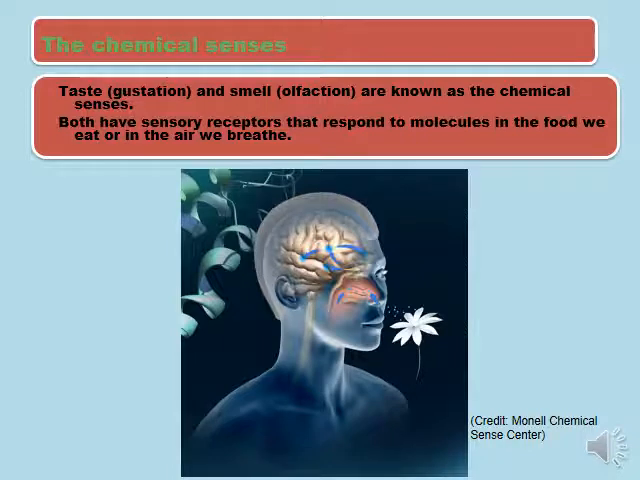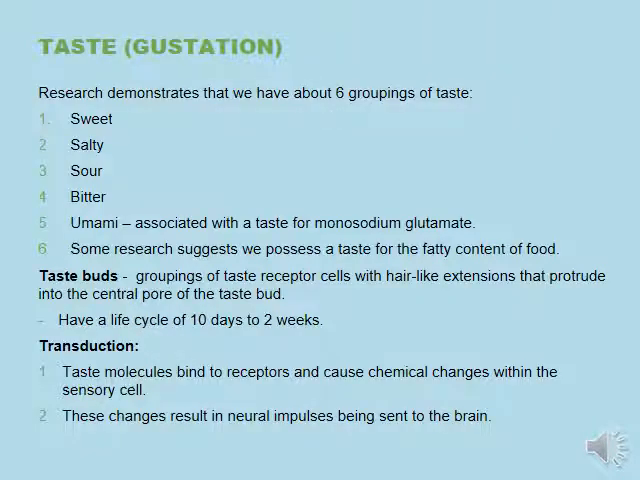And I think that's one of the things we come across, and we'll talk about the memories and everything else. But as we continue onwards, we're looking at how we taste, and also how we smell, and a lot of this plays into our ability to interpret the world around us. So research demonstrates that we have about 6 groupings of tastes. So we have sweet, salty, sour, bitter, umami, associated with a taste for monosodium glutamate, and some research suggests we possess a taste for the fatty content of food.